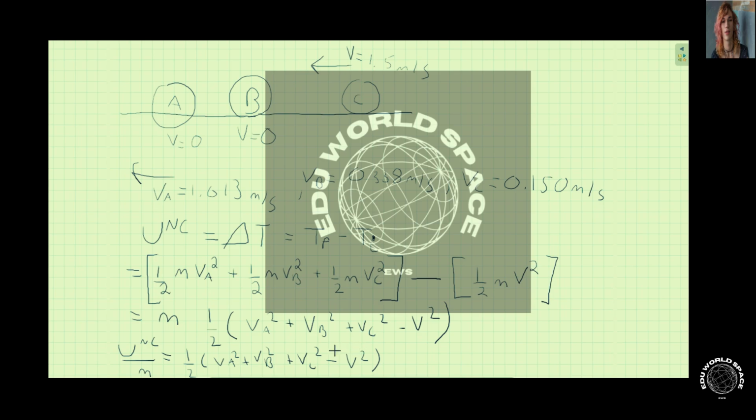If I plug in all these numbers that I've given up here into my calculator, I'll see that I get an answer of negative 0.54. Let me write that a little better. 5.4. The units are energy per unit mass, joules per kilogram. And that is our answer.